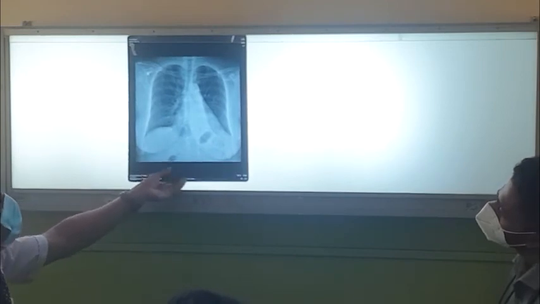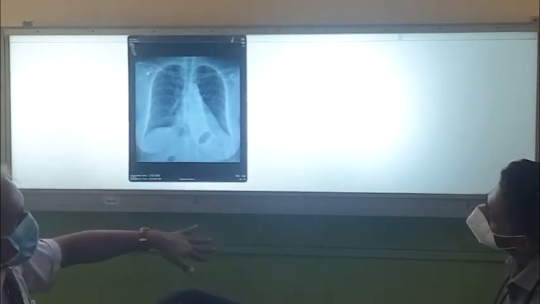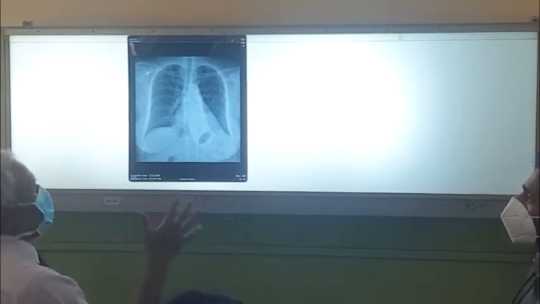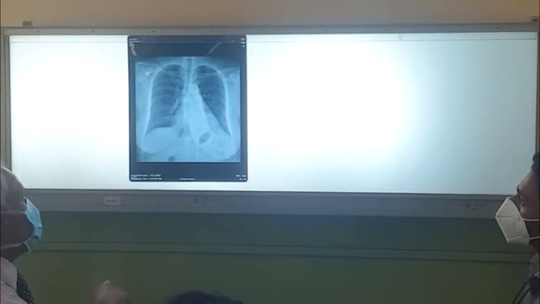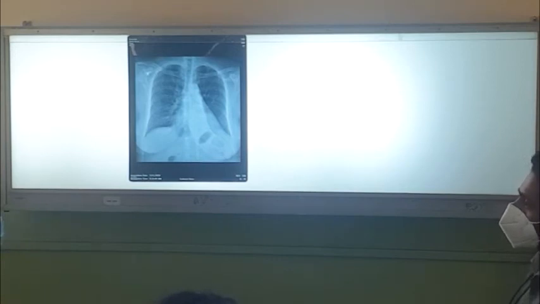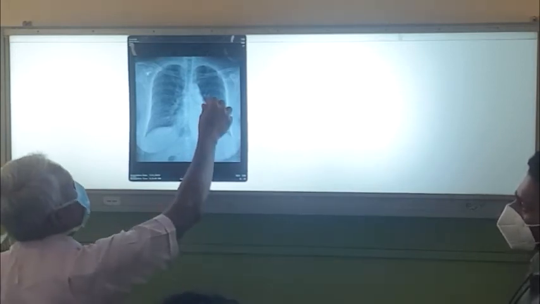So this is the typical appearance of left lower lobe collapse, right? So the lower lobe, I told you, collapses and goes behind the heart, right? When the lower lobe collapses, you get a hyperinflated left upper lobe. When the left upper lobe collapses, you get hyperinflation of the left lower lobe. So this is a collapsed left lobe.